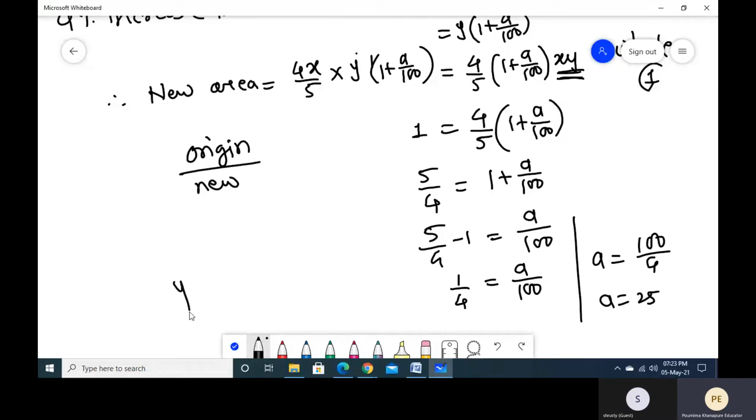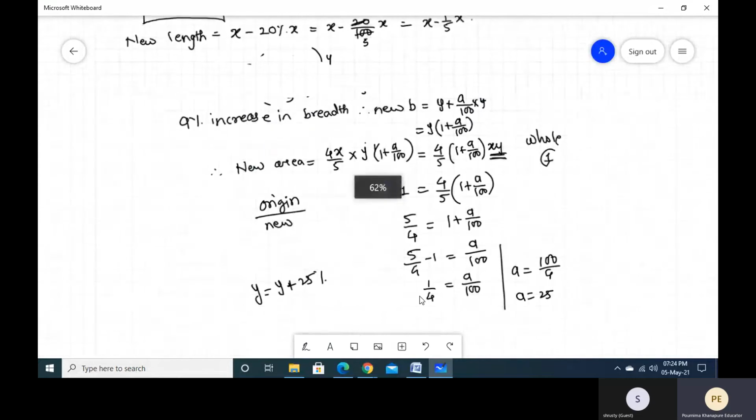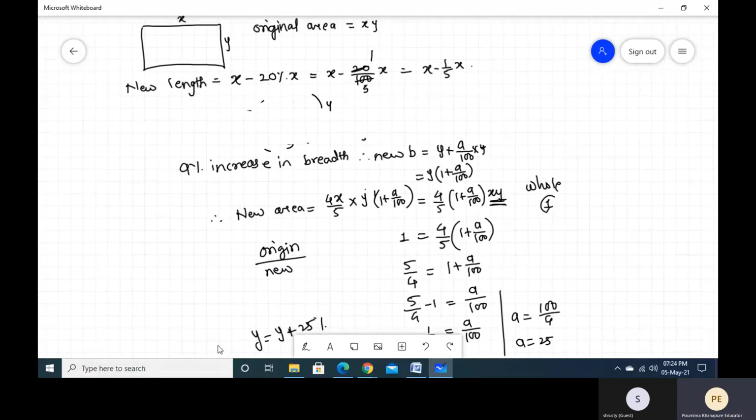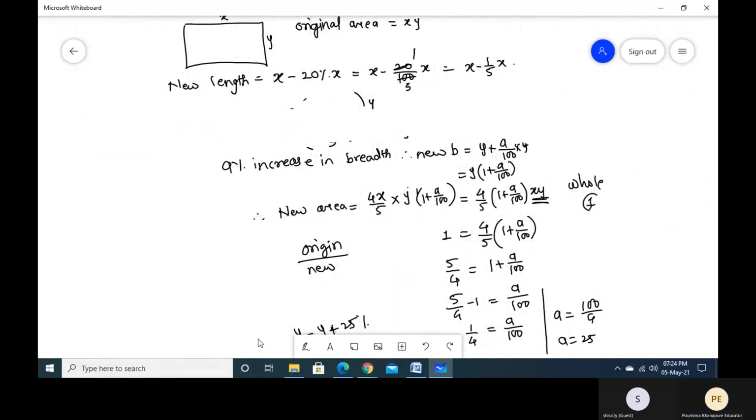So the breadth, that is y, was initially taken and it is increased by 25%. That is the answer. Wait, do you want to write it now? Yeah, you can copy it now.